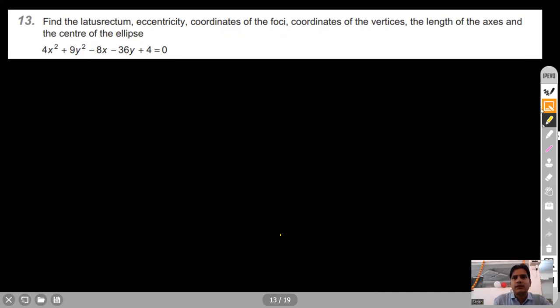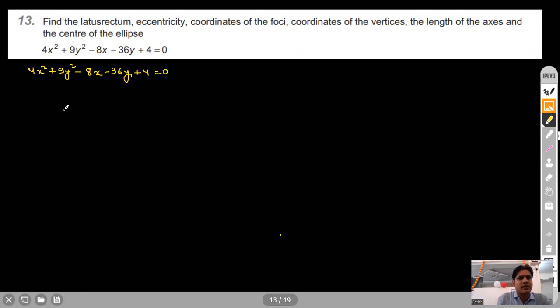Please have a look at this. Find the latus rectum, eccentricity, coordinates, vertices, axis, and center of the ellipse. One ellipse is given here, and we have to find all this information about it. Let me write it first. It is 4x square plus 9y square minus 8x minus 36y plus 4 equals 0.